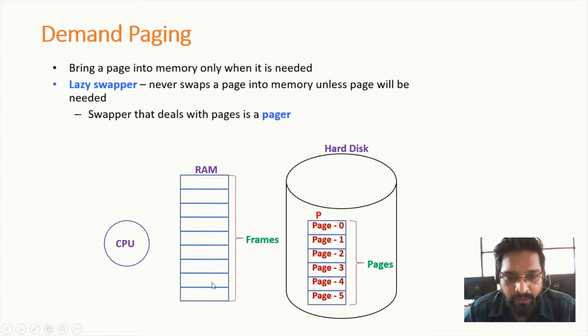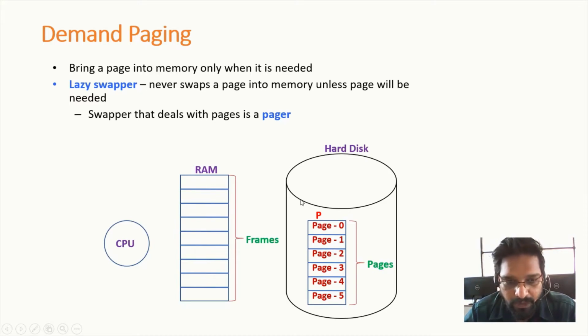Now, generally, whenever a CPU wants to execute a process called P, we move the entire process into RAM. Once the entire process has been moved inside the RAM, the CPU is going to execute the process. That's what we have generally seen. But with demand paging, we are going to divide a process P into a set of pages, or a sequence of pages.